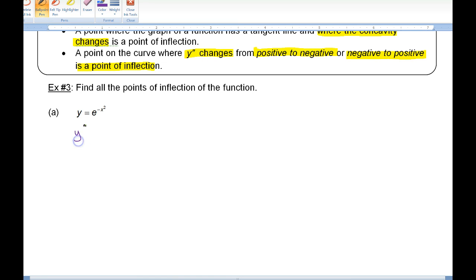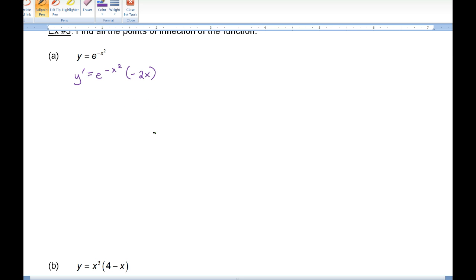So we're going to first do e to the negative x squared, and then we're going to multiply by the derivative of the exponent, which would be negative 2x. That's using chain rule. So I'll just rearrange some things. That's really negative 2x times e to the negative x squared. Now, for the second derivative, I'm going to use the product rule.